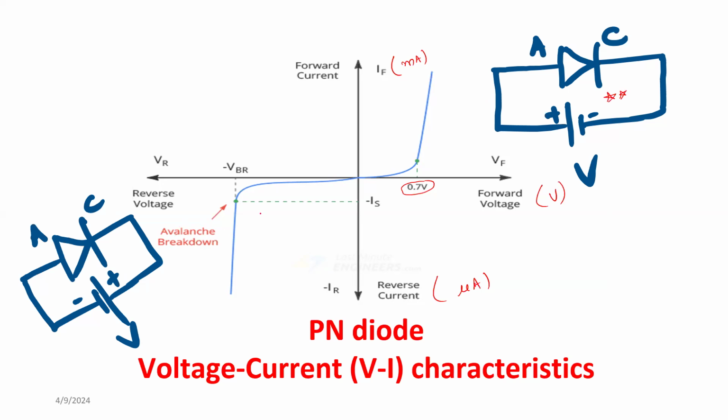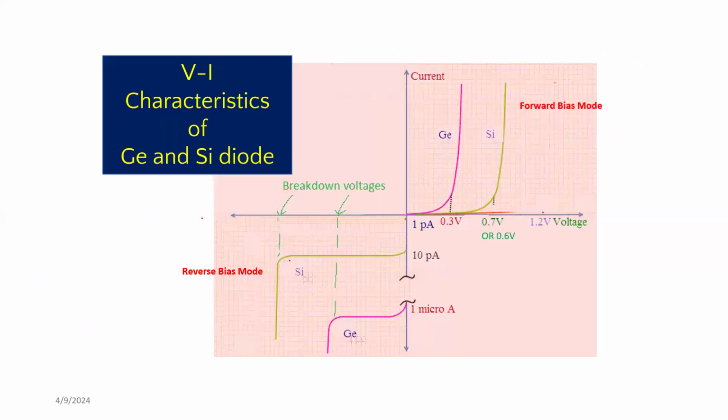Same for reverse bias, in the third quadrant. We can have a small amount of current there due to minority charge carriers. And avalanche breakdown will occur there. Reverse breakdown VBR. This is the diagram we have. The small amount of current is due to only minority charge carriers. If you give so much reverse voltage, it can break down. If you go beyond that voltage, the diode will be damaged. These are the characteristics you have to draw for the PN junction diode.